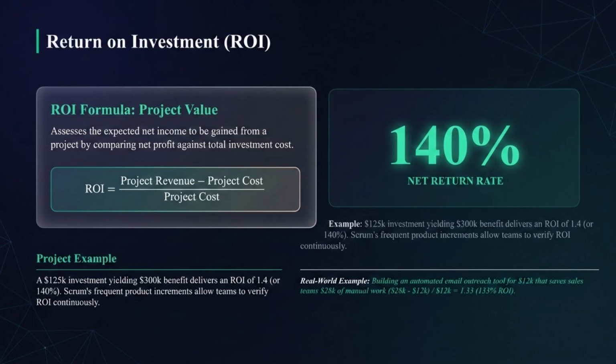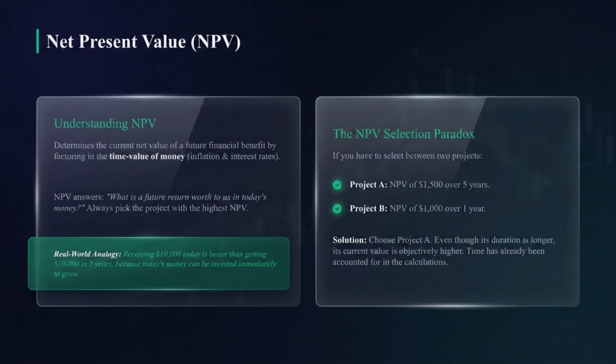In Scrum, we don't wait until the very end to see if this ROI is real. By releasing frequent increments of our product, we can verify our revenue estimates early, allowing us to pivot or double down without losing money. But what happens when you are comparing projects that take years to pay off? That's where net present value (NPV) comes to the rescue.